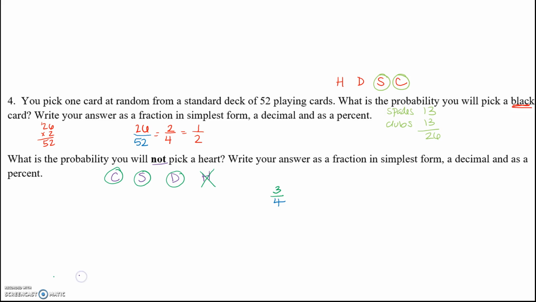Okay, and then make sure you pay attention. It says it wants it as a fraction, a decimal. So what's half of a dollar? 50 cents, right? And then to go from decimal to percent, we're going to move our decimal 2 places to the right. So that makes it 50%. Or if we have 3/4, it's 75 cents or 75%.